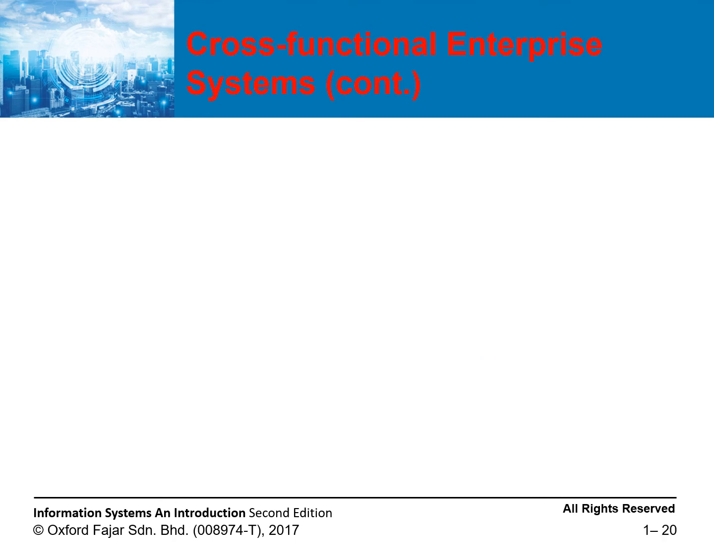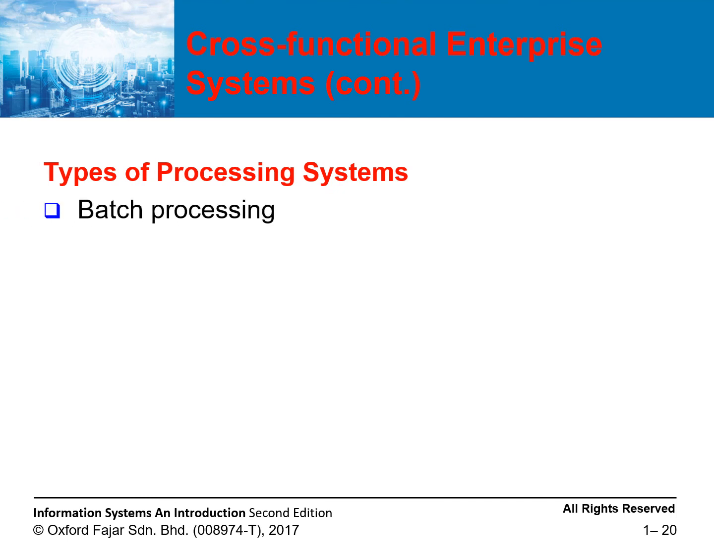A transaction processing system can process transactions in two ways. First is batch processing, which uses a batch of accumulated transactions over a certain period of time. Second one is real-time processing, which is a method that processes a transaction immediately as it occurs.